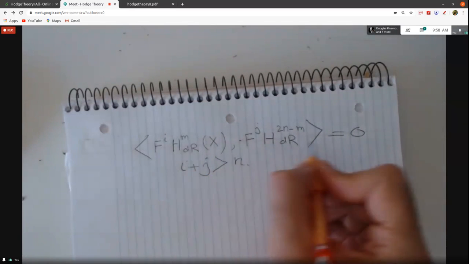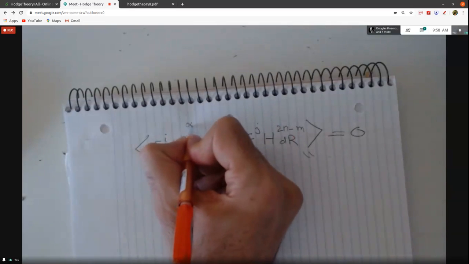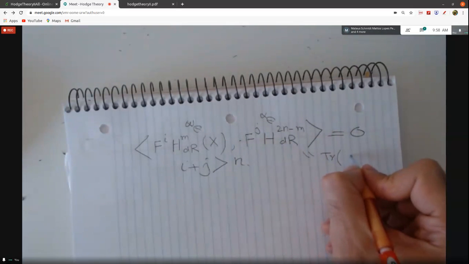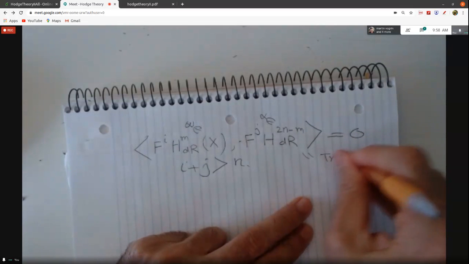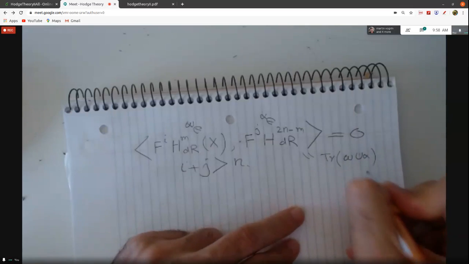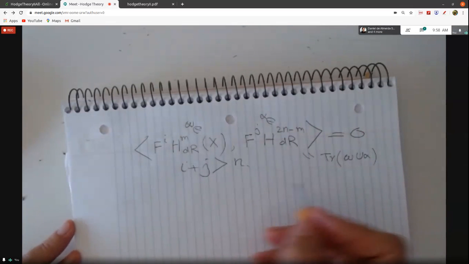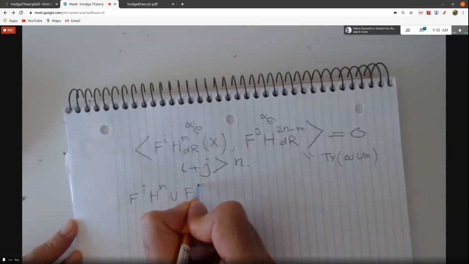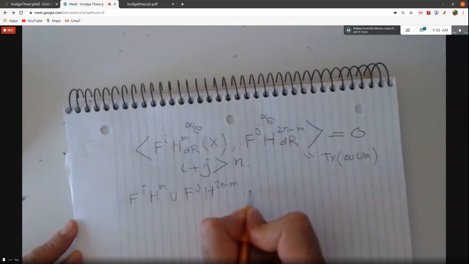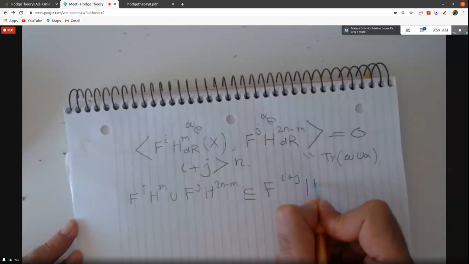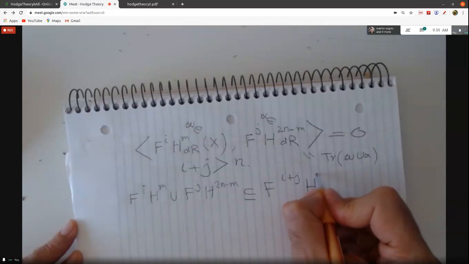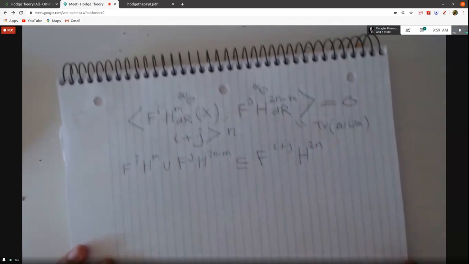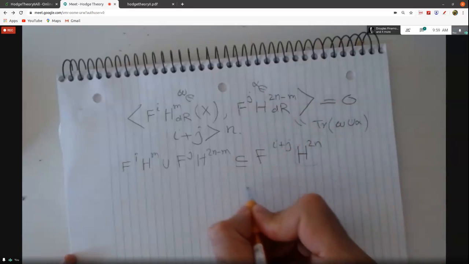Remember the definition of this pairing. If I take alpha and omega, it was the trace of alpha cup omega. Remember that at the beginning of the course I told you that when you take F^i H^m cup F^j H^(2n minus m), this is going to be inside F^(i plus j) H^(2n) de Rham of X, and so on. And actually it's something that we have to remember.